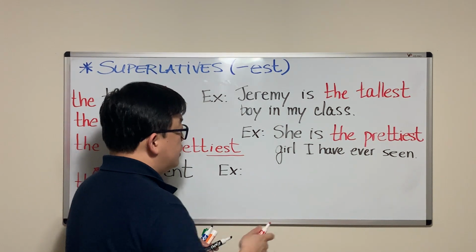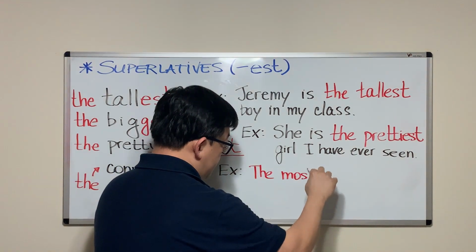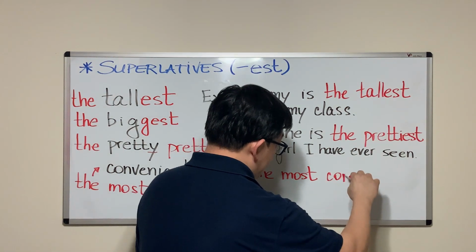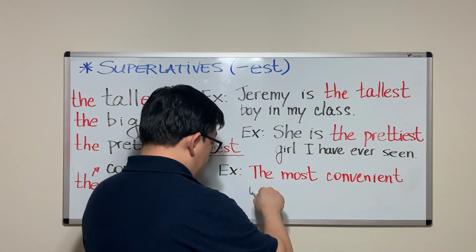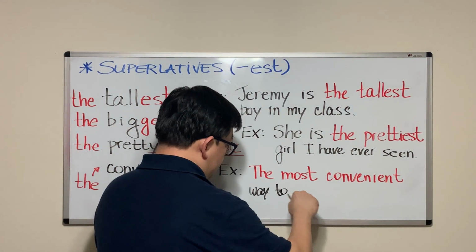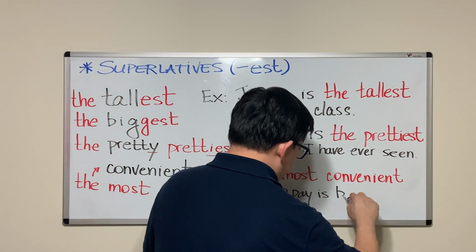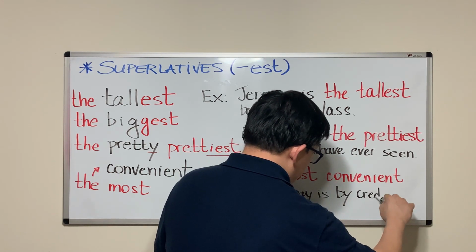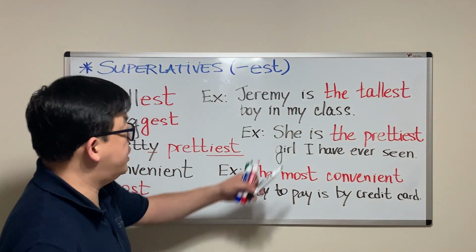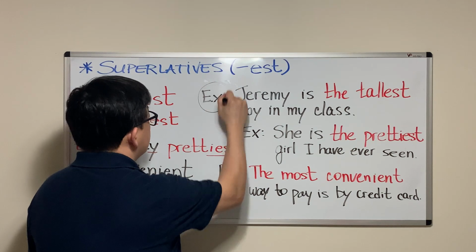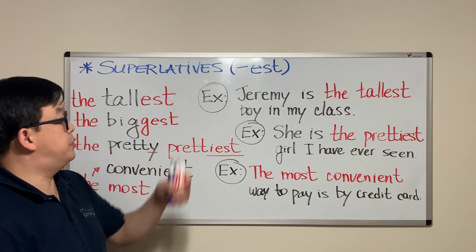And look, the most convenient way to pay is by credit card. Okay, so you have here 3 examples on how you use the superlative.